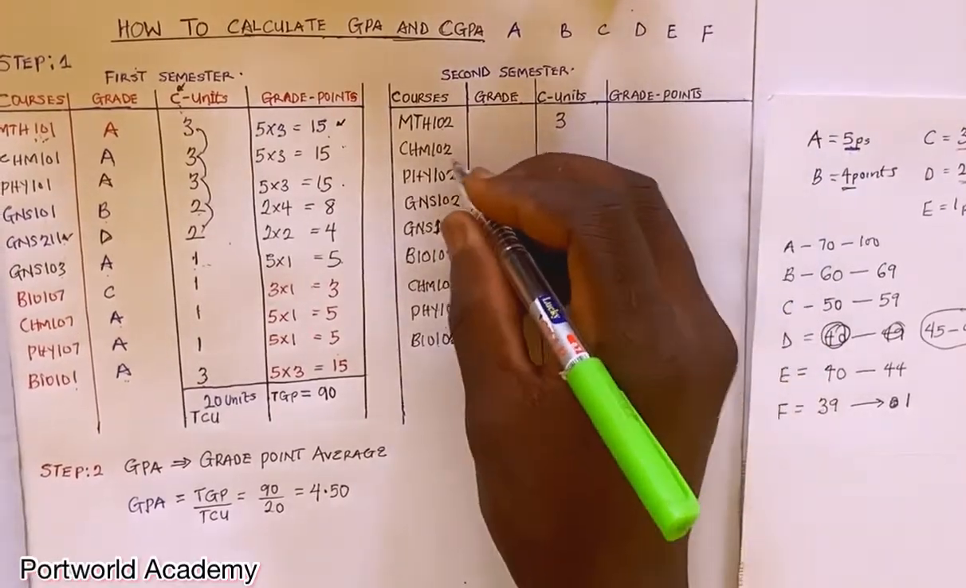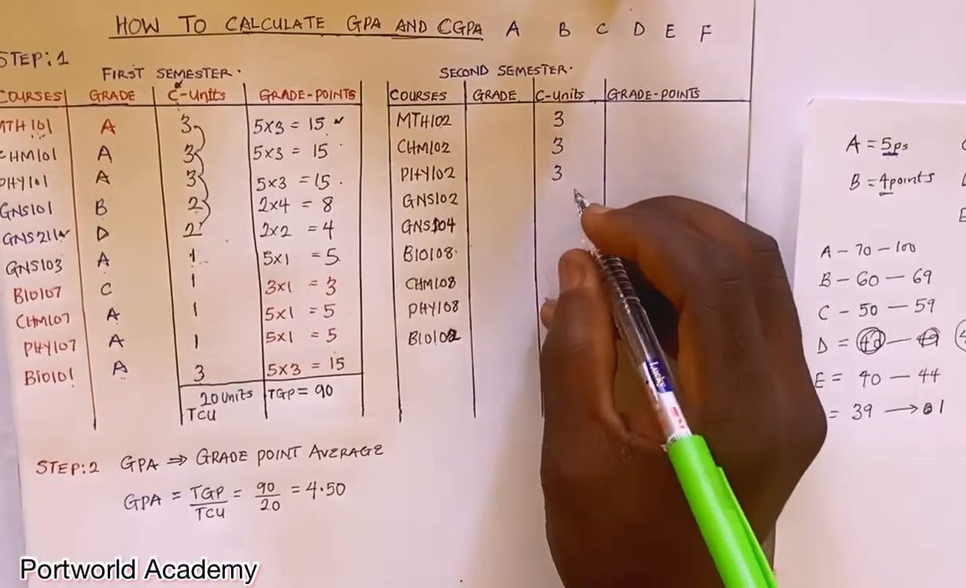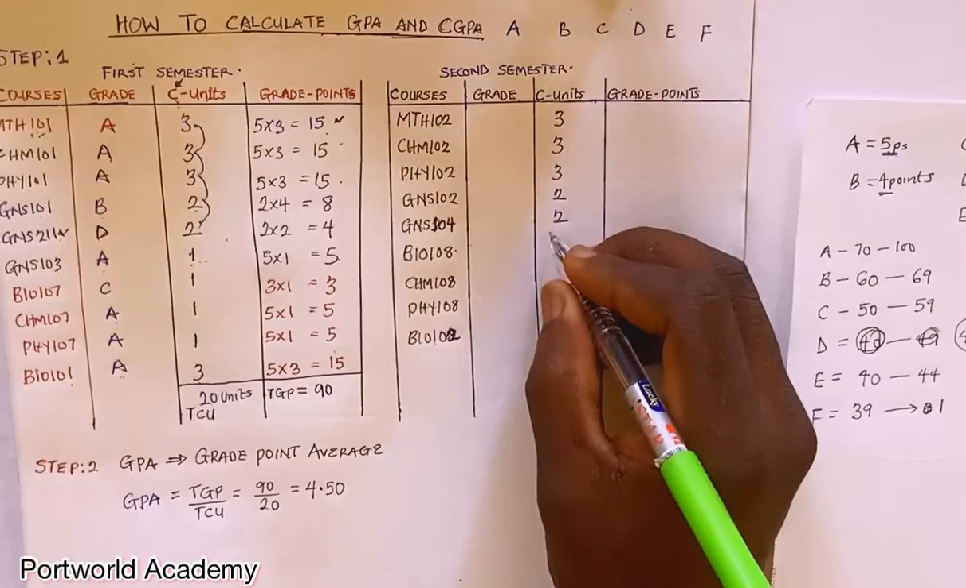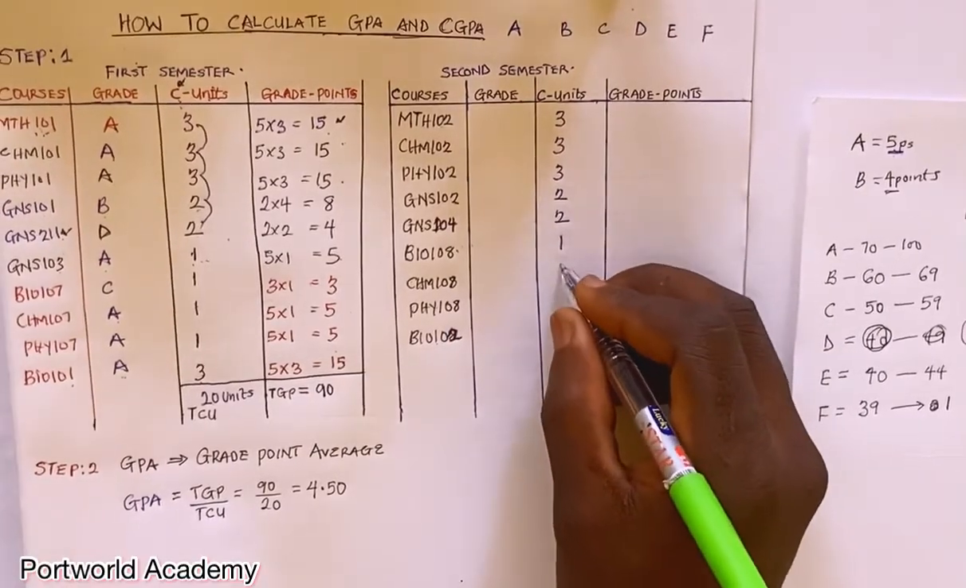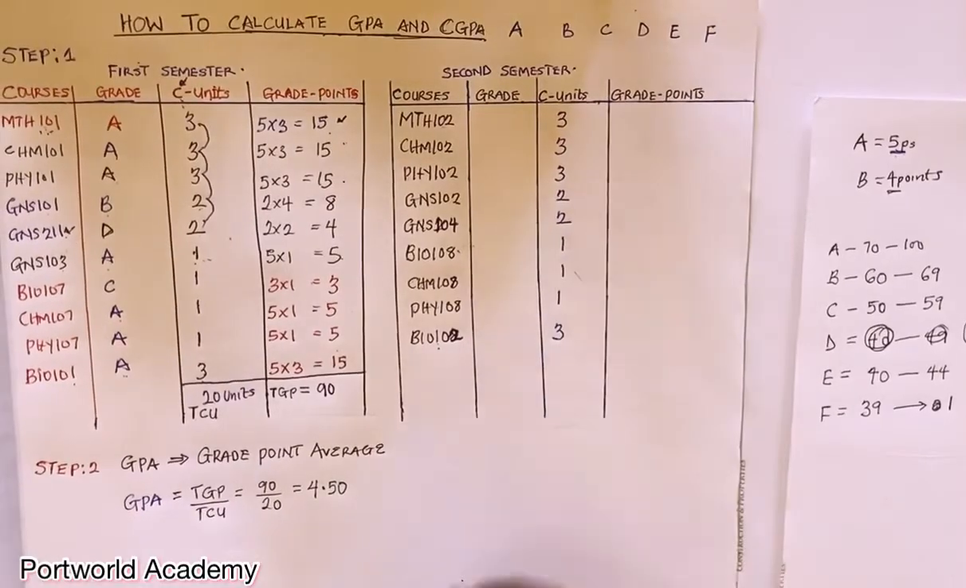It is still a 3 units course. This is also a 3 units course. This 102 is also a 3 units course. My GNS 102 is still 2 units. GNS 104 is still 2 units. My practicals like Power 101, they are 1 unit, right? But my Power 102 is a 3 units course. Then I have it like this.